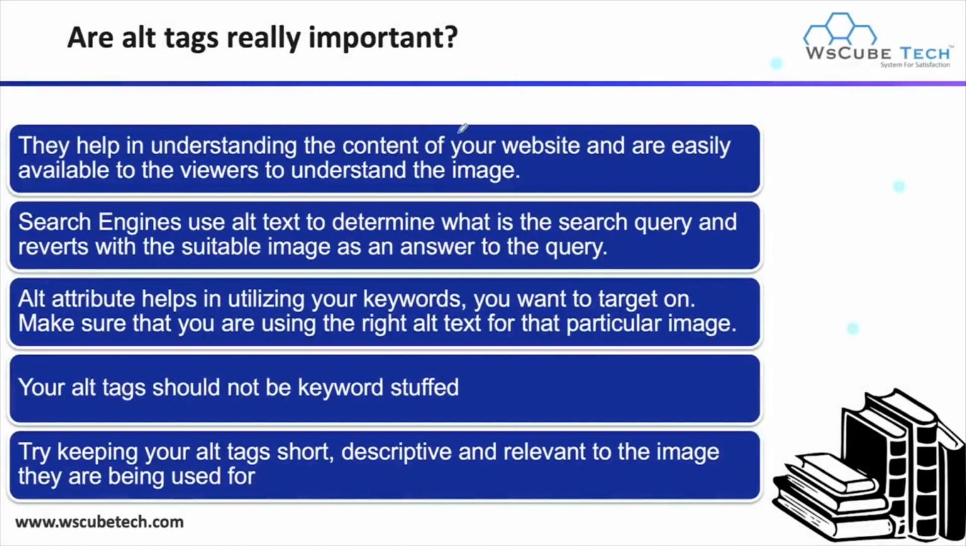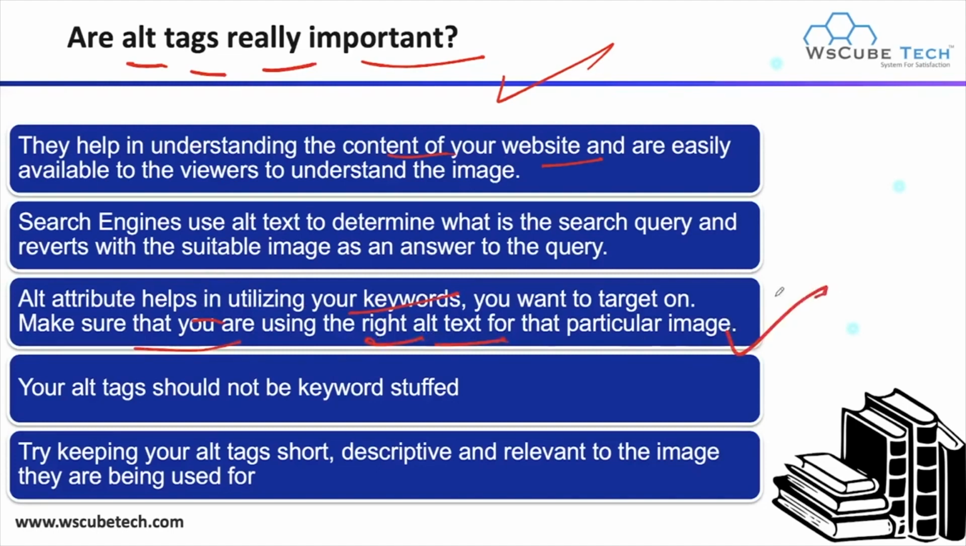Now, the question is, are alt tags really important? Yes, they are very important because they help in understanding the content of your web page and are easily available to viewers to understand the image. Search engines use alt text to determine the search query and return a suitable image as an answer. The alt attribute helps in utilizing the keyword you want to target and makes sure you are using the right alt text for the particular image.